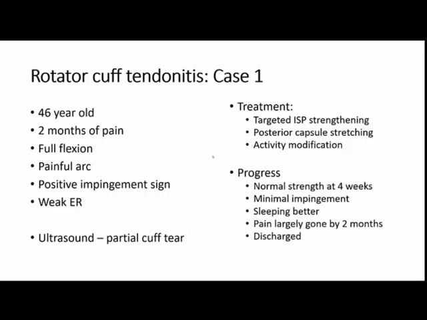So basically this sort of patient, usually they get their strength back by 2 or 3, often 4 weeks. They get back normal strength, impingement improves, they're sleeping better, pain's basically gone by 2 months in this particular patient, and they're discharged. So about half the patients I see at least would have this sort of program. And this weakness of external rotation is really common.